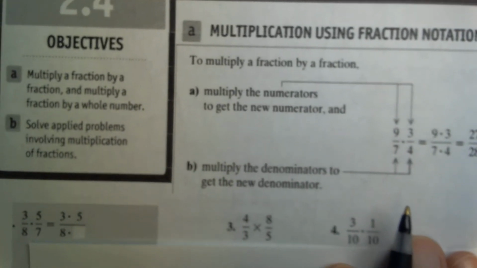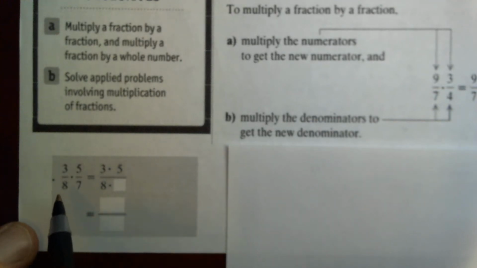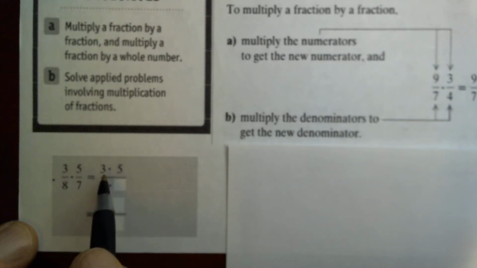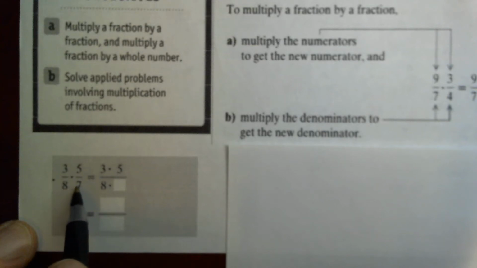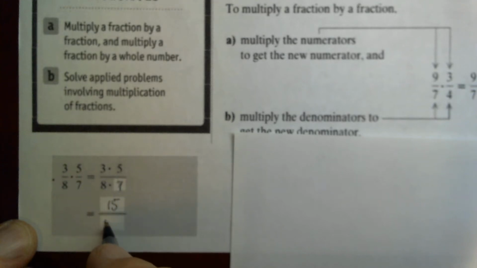For example, when we look at the first exercise here, 3/8 times 5/7. So we take the product of the numerators, 3 times 5, divided by the product of the denominators, that's 8 times 7. And 3 times 5 is 15, and 8 times 7 is 56. So the result is 15/56.